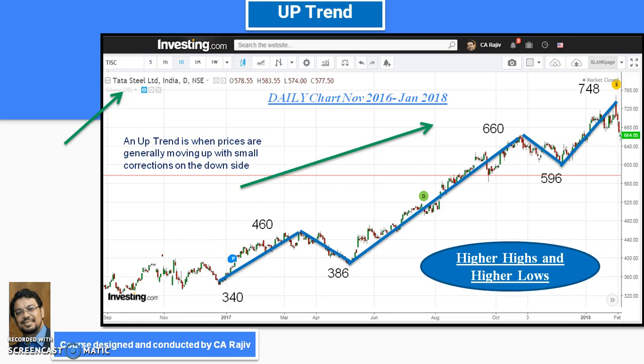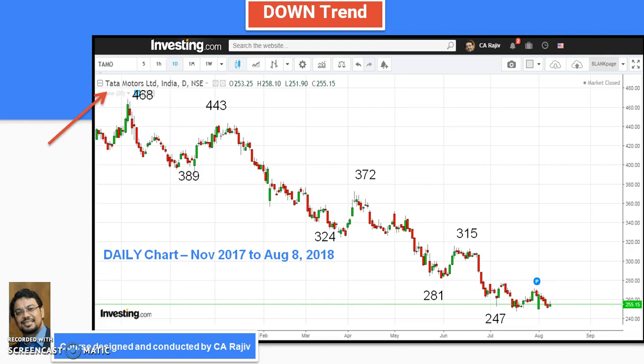Therefore, please understand this technical definition is important. The price must make a higher high as well as a higher low formation. This is an uptrend. In fact, in our online sessions we'll be discussing more about this, how to draw and how to identify the particular trends. Now let us try to understand the downtrend.